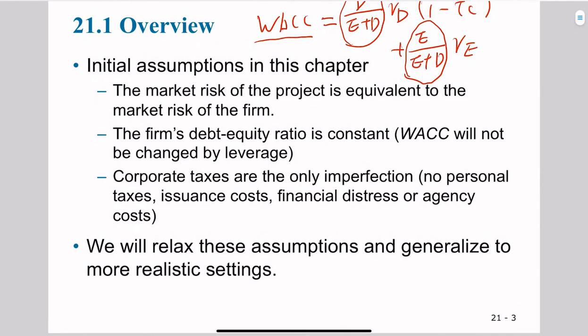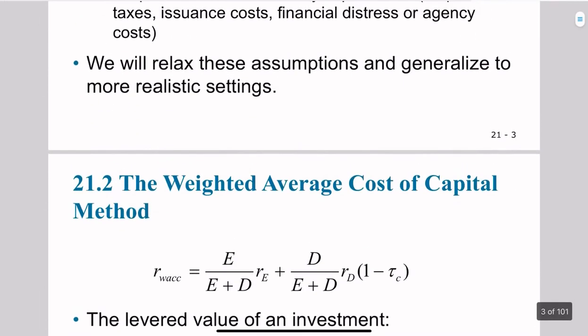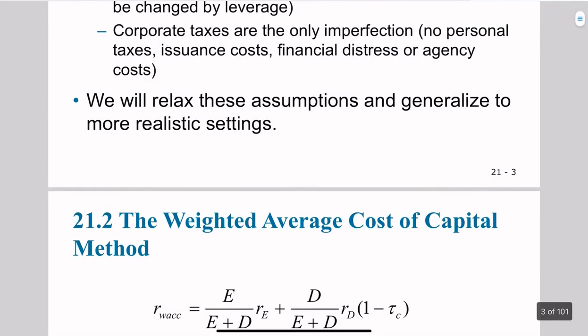And the third assumption says corporate taxes are the only imperfections. So we will not consider personal taxes. We will not consider insurance costs, and we will not consider financial distress costs. And we will not consider agency costs. Again, this is not realistic, but it's a good simplification. And later in the chapter, we will actually relax these assumptions, and we will consider more general cases.